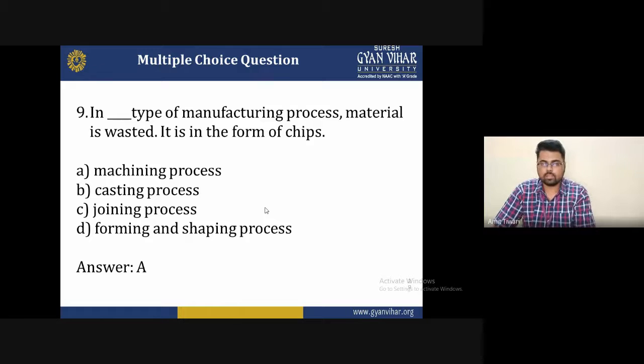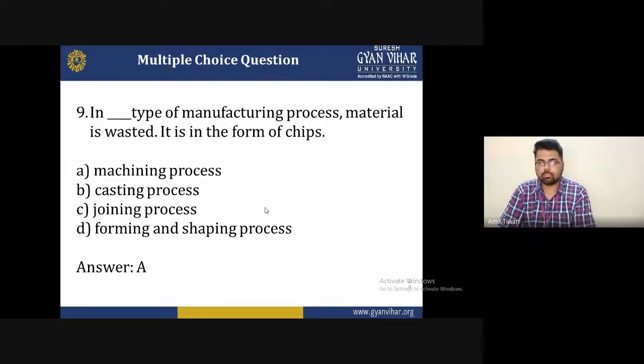Ninth is, in the dash type of manufacturing process, material is wasted in the form of chips. The options are A. machining operation process, B. casting process, C. joining process, or D. forming and shaping process. So the correct answer is A.